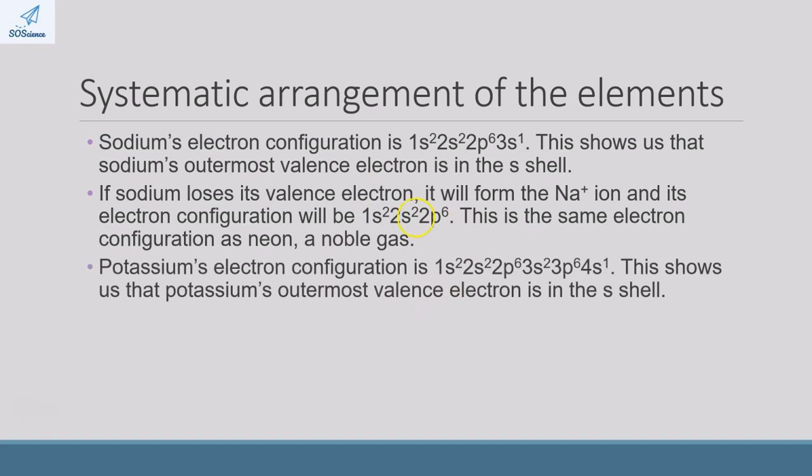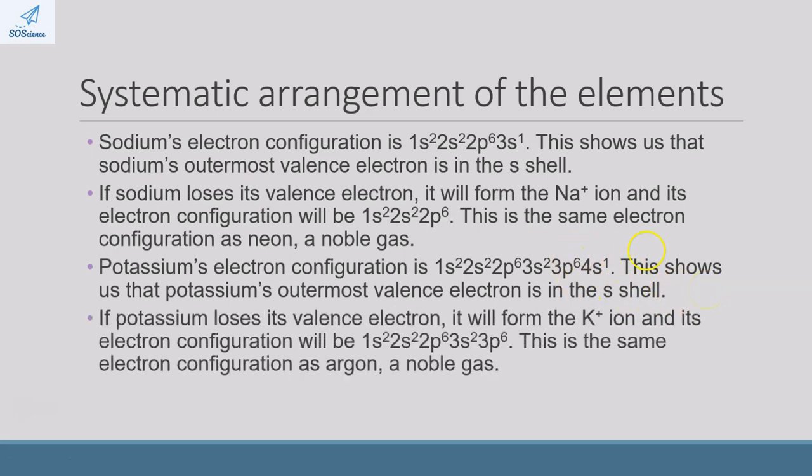Potassium's electron configuration is 1s2, 2s2, 2p6, 3s2, 3p6, because in potassium's case, the third energy level is also full, and then the outermost valence electron sits in the fourth energy level, again in an s shell. If potassium loses this valence electron, then we lose this 4s1, and we end up with this electron configuration, which is identical to argon's electron configuration. Again, the same electron configuration as a noble gas.